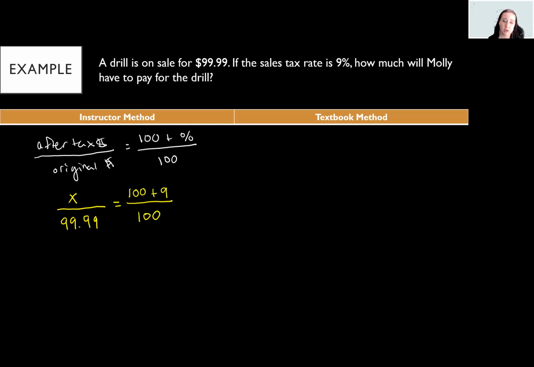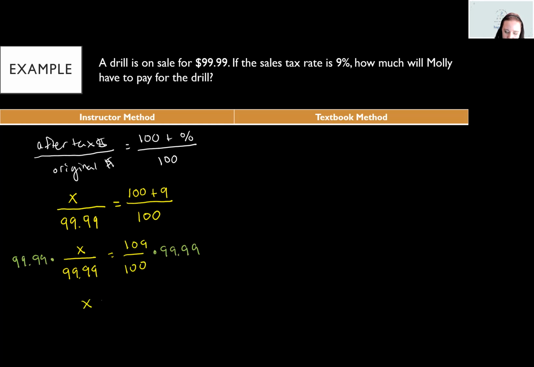And so the first thing I want to do is just on the right side, I can do the 100 plus 9. So I have X over 99.99. Well, that's 109 over 100. Now to solve for X, we have X divided by 99.99. We want to get rid of that fraction. So we are going to multiply both sides by 99.99. And that will get rid of that fraction there.